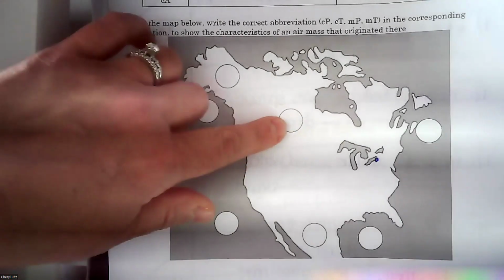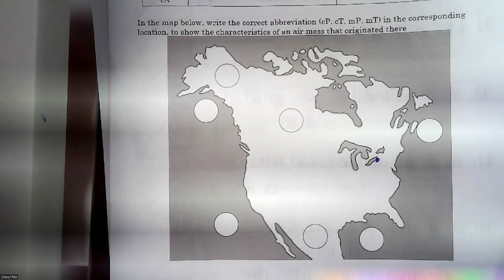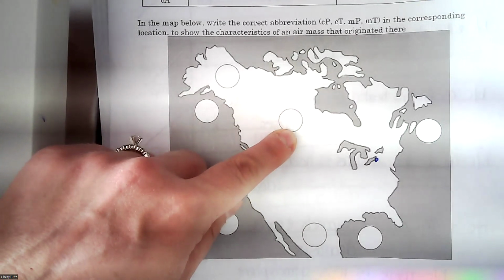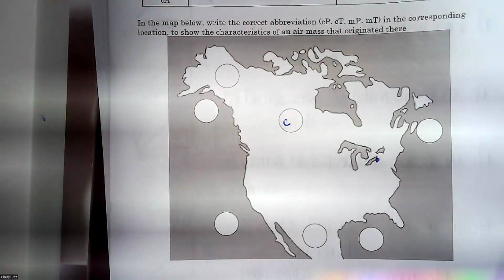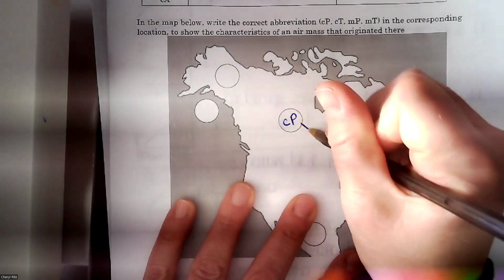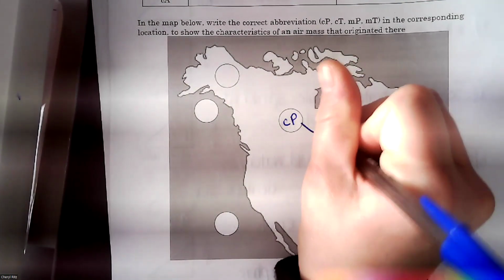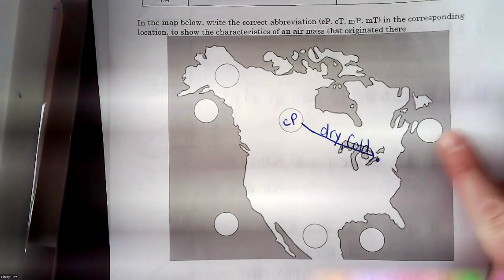So let's start with this one, which happens to be in the dead smack center of Canada. It's right here in the middle of the country, so should it get a C or an M? It's going to get a C for continental. And then should we give it a P, a T, or an A? A P for polar. Then they're going to ask you to say, okay, this air mass is going to blow towards Buffalo. And then they're going to ask you what kind of weather you can expect. So if we have a CP, what kind of weather can you expect it to bring with it? It is going to be, yep, dry for the C, cold for the P. What about this one over here?